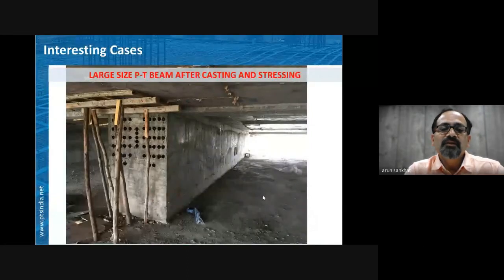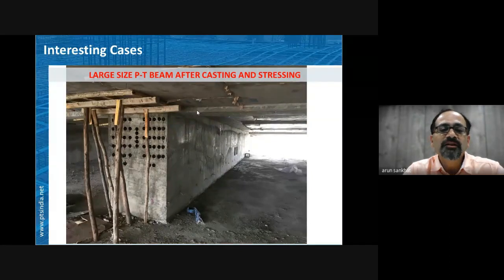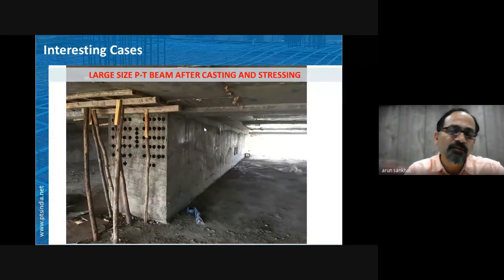The same beam, you can see that after casting, after stressing, now after cutting the cable, you can see the cable cut, and it is yet to grout. So this grout is limited to this pocket only. The grout is not throughout the length of the cable. It is just to fill up the pockets.